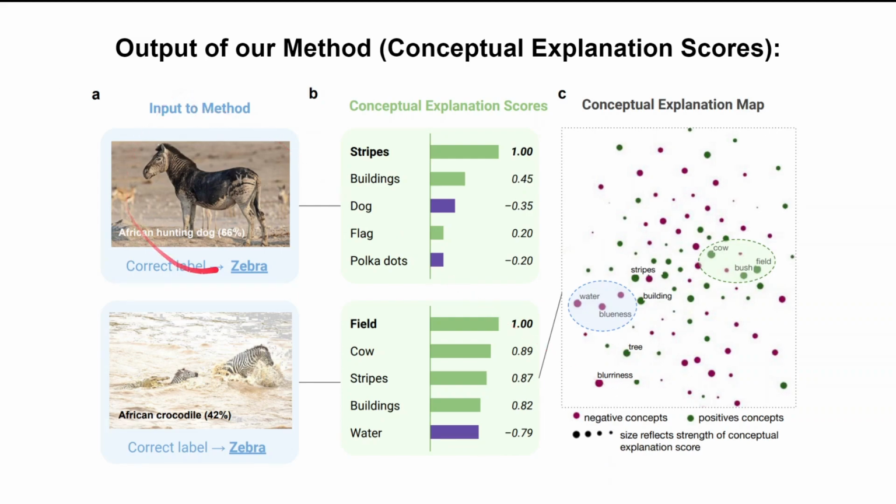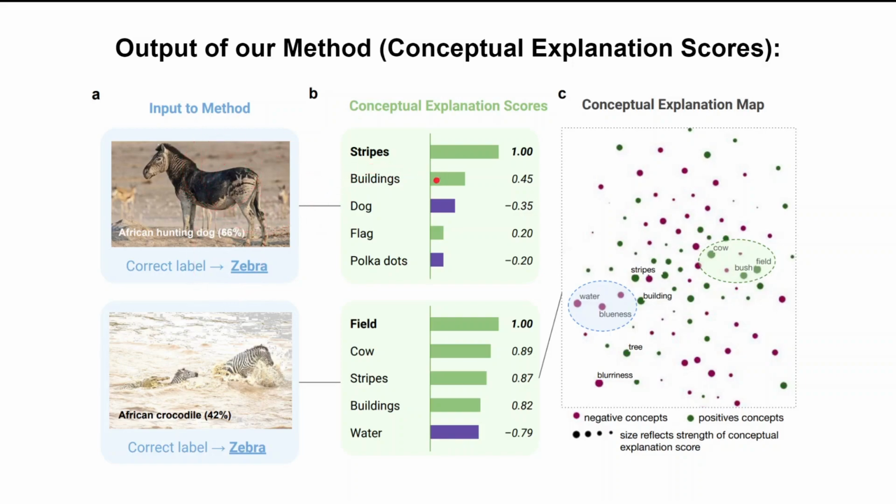On the left here, we have the input to the method, which is an image that's been misclassified. So the input of our method is some sort of misclassified sample. In this case, it's an image of a zebra that a standard InceptionNet type image classifier classifies as an African hunting dog. The output of our method is, first of all, what concepts, in human understandable terms, are missing from this image that would increase the probability that it is correctly classified. So in other words, this is misclassified because it does not have stripes.